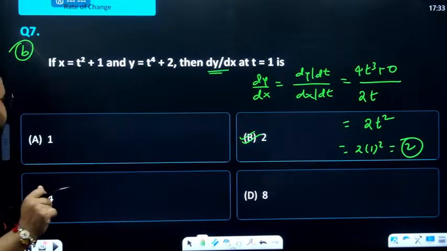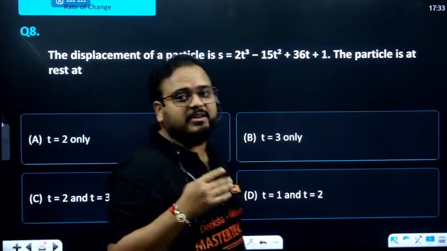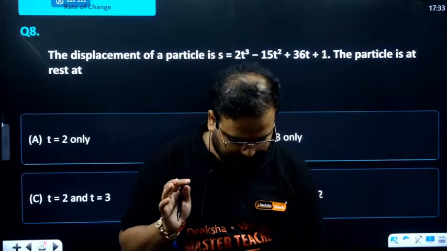This question must be clear. So last 2 questions, then we'll start the increasing decreasing function.